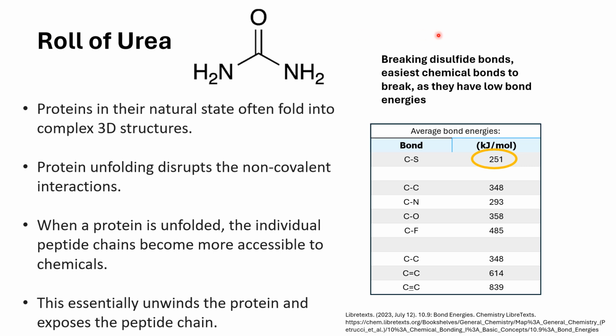Historically, urea was used in leather softening and often in cleaning clothes as well, because it had this property of actually helping to unwind proteins and remove dirt. Now we've also got these bond energies here, and you can quite quickly see how the carbon sulfide bond is actually quite a weak bond in comparison to many of the other bonds.